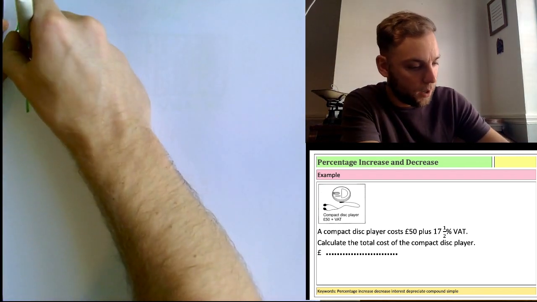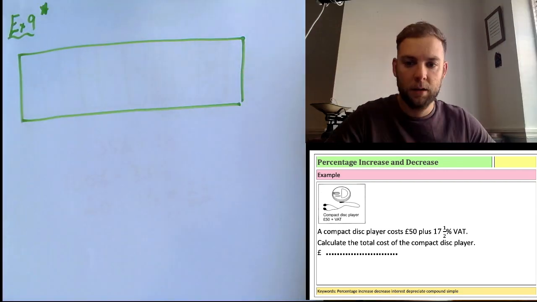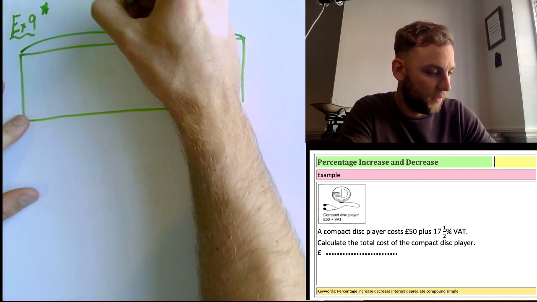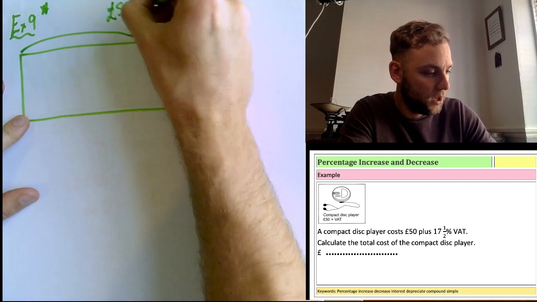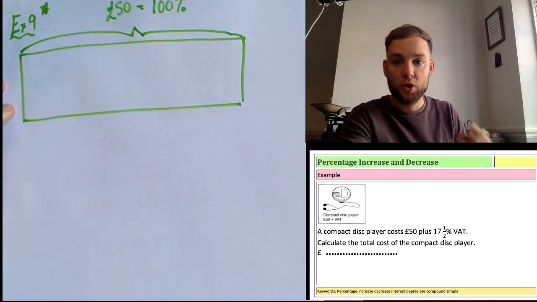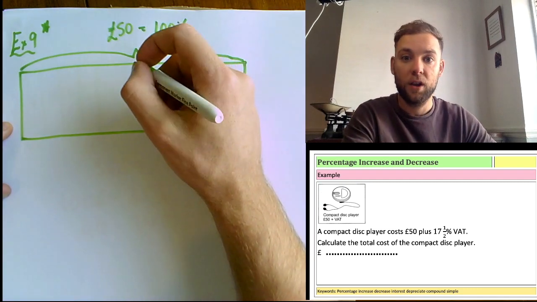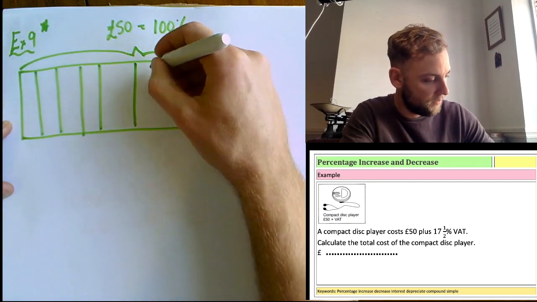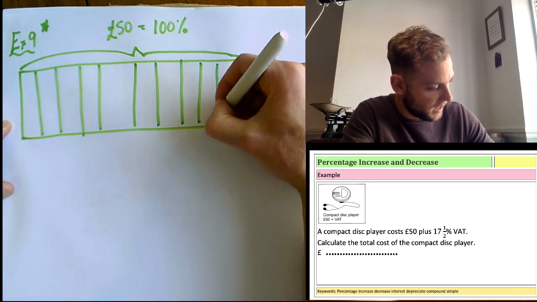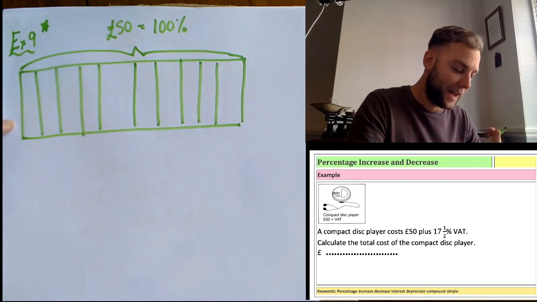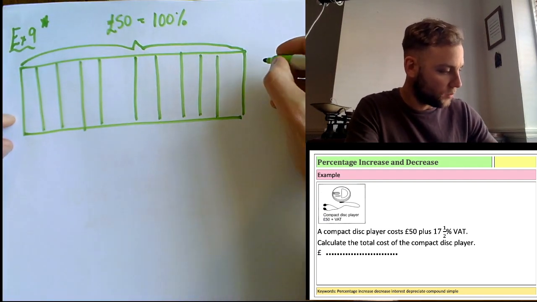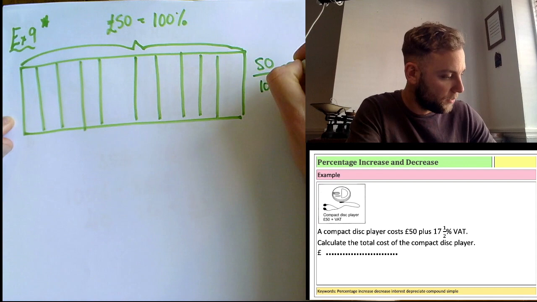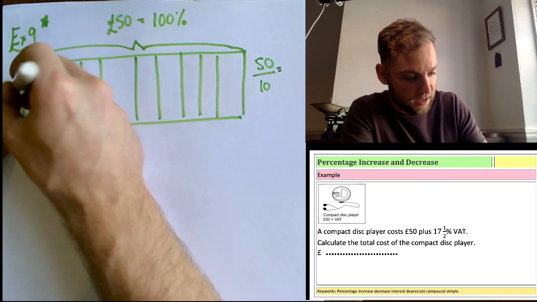So I'm going to draw out my bar first of all, like so. We know that this here is worth our £50 this time. Make sure we're using the pounds, which is equal to 100%. Super. So we're going to split this up into 10 parts: 1, 2, 3, 4, 5, 6, 7, 8, 9, 10. Now, we know what each of these parts are worth. It's going to be 50 divided by 10, which is equal to £5. So each of these is worth £5.